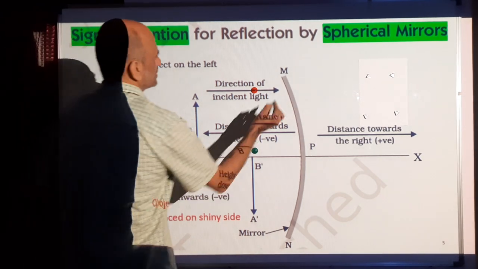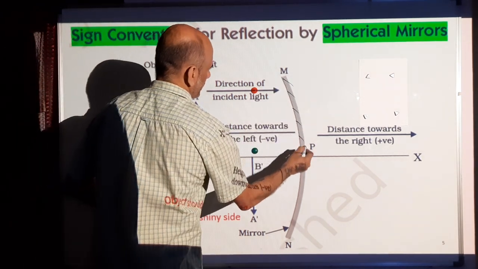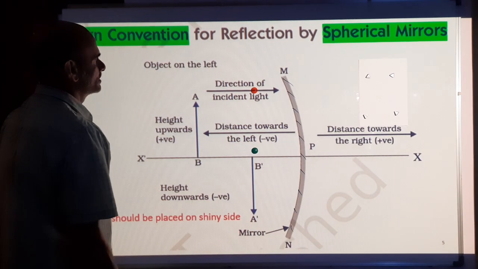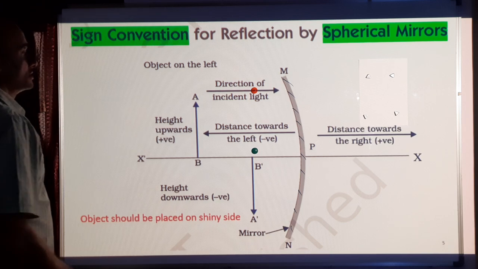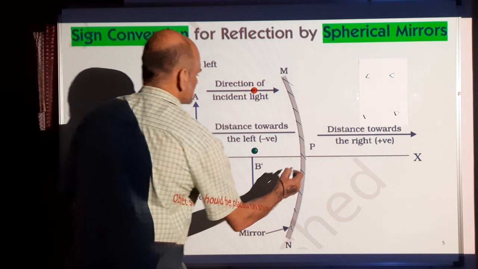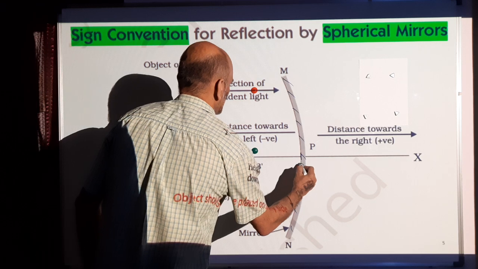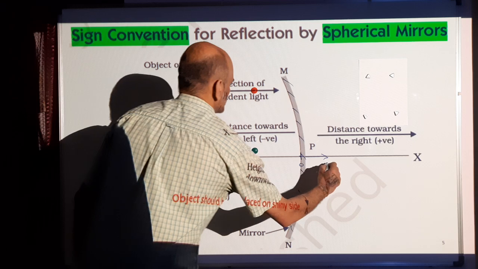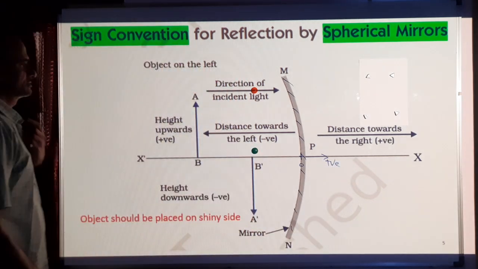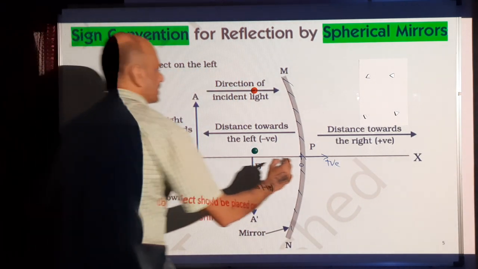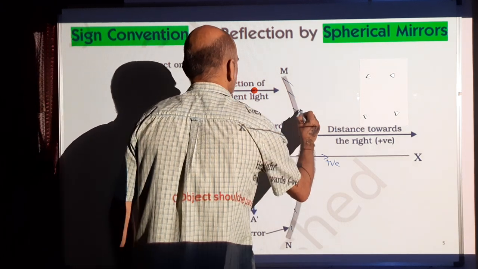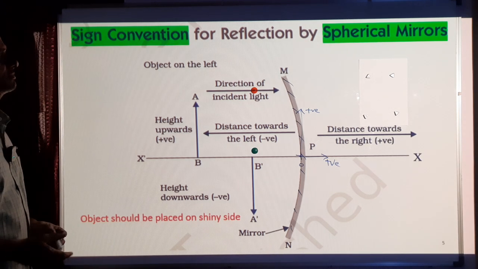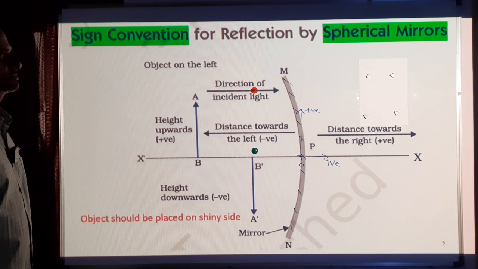This is a concave mirror. It is silvered on the right side. Object is on the left side, facing the shiny portion of the mirror. X-axis, the origin of the x-axis is the pole of the mirror, and the positive direction of the x-axis will coincide with the direction of the incident light. So this is the positive direction of the x-axis. For y direction, the origin is again the pole, and vertically upward direction is positive. So this is the sign convention for reflection of a spherical mirror.